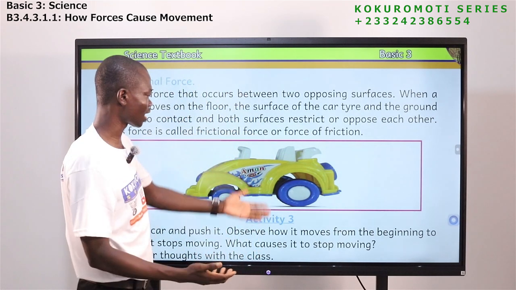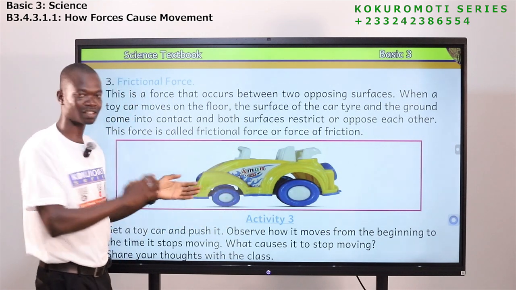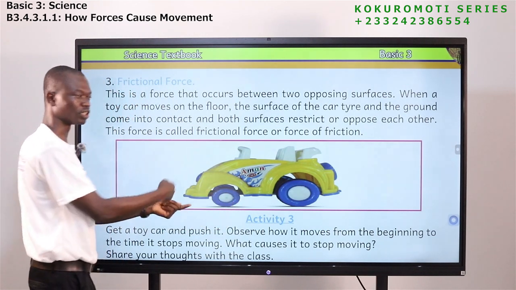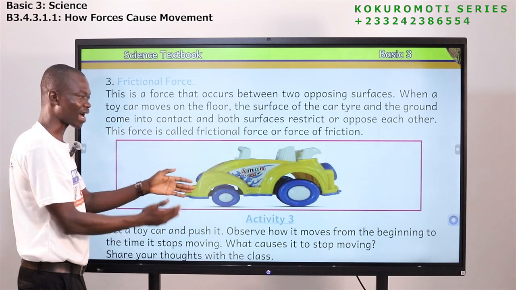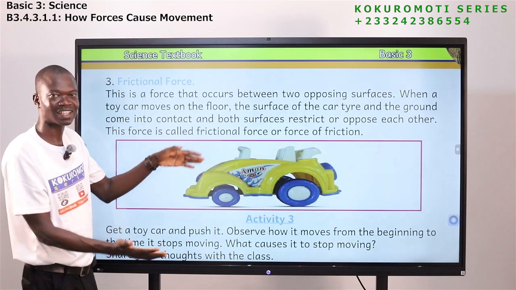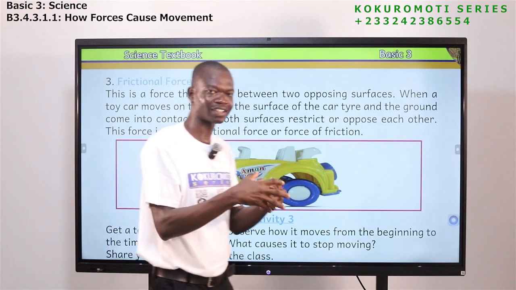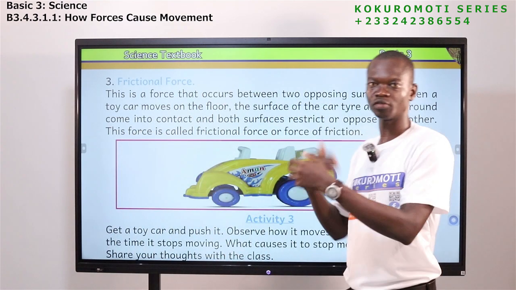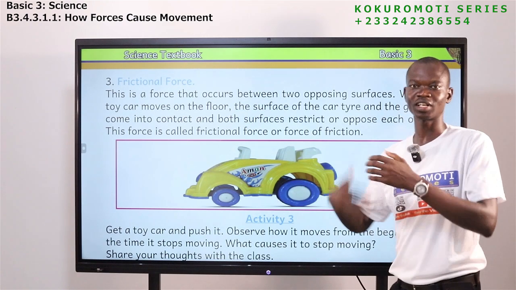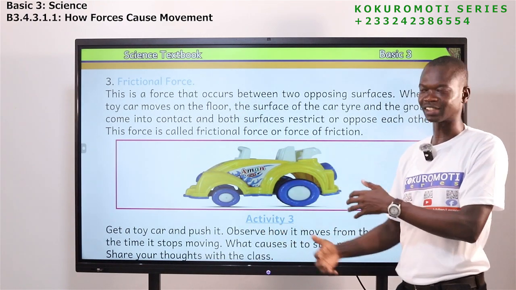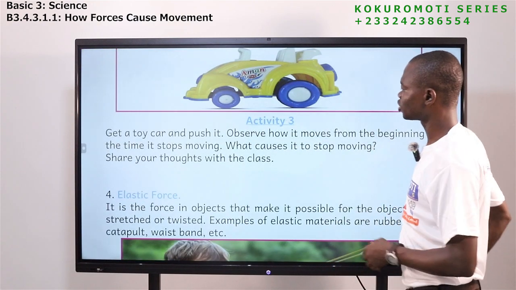The same thing happens to cars. The tire is one surface, and the floor is another surface. The tires will be moving on the floor. So the floor and the tire are two different surfaces that have come into contact. Frictional force is all about two surfaces that have come into contact, and one is moving against the other. Always there is restriction. One makes it difficult for the other to move over it. Do you get it? So that is what we mean by frictional force.